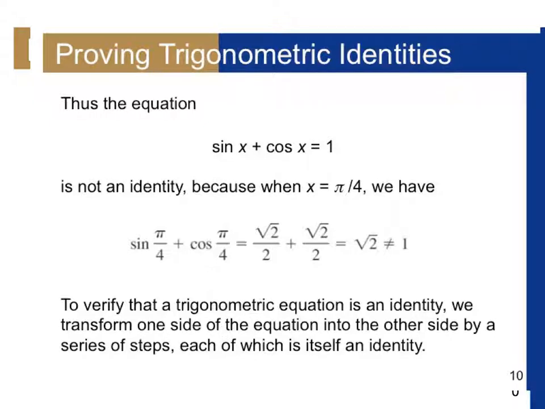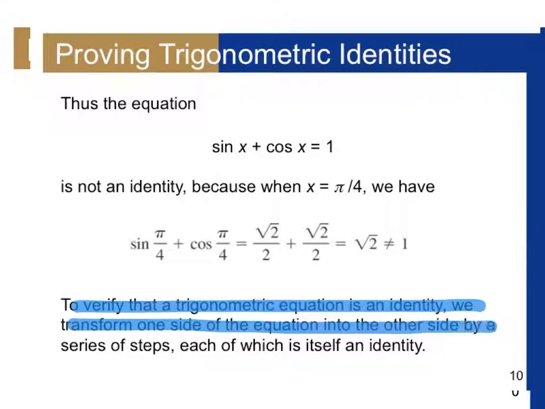Now, if we want to verify that a trig equation actually is an identity, in this case it's not an issue, we transform one side of the equation into the other side by a series of steps, okay? So basically we're going to work on one side and try to get it equal to the other side. And once we do that, we've shown that it's an identity, okay? And we're usually going to start with the more complicated side and try to simplify it to look like the less complicated side.